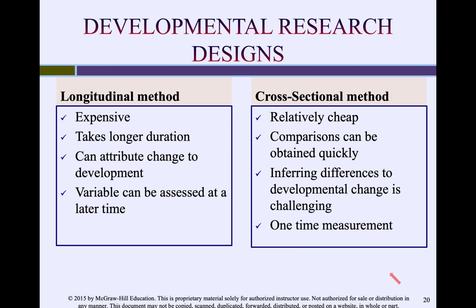Developmental research designs, again, have some differences between these two. Longitudinal designs, as we said, can take a lot longer, are much more expensive, very costly, but can attribute change to development over time very, very well. With a cross-sectional design, it's less expensive, and your comparisons can be obtained fairly quickly, even within a 2 to 3 week period once you coordinate everything. But instead of saying these are absolute developmental changes over time, you have to make more inferences. You're inferring the differences of developmental changes, and that's really the challenge.